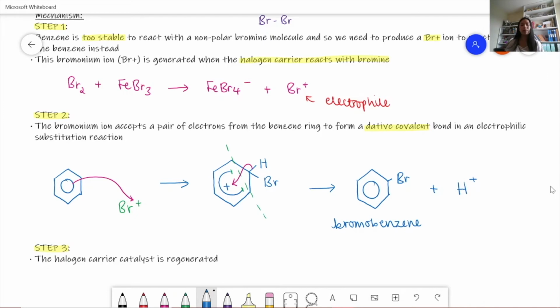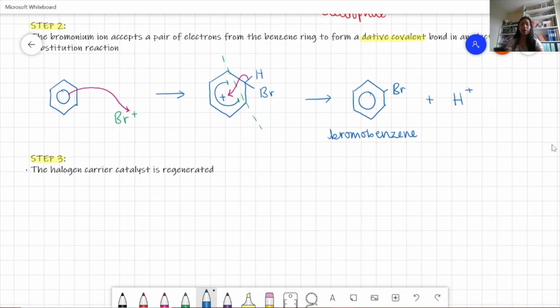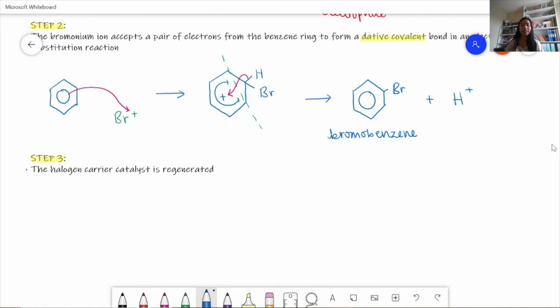So now we need to remember that it's an electrophilic substitution reaction. And why is because the attacking group is this Br+, which is an electrophile, and we are substituting the hydrogen for this bromine, and so it's a substitution reaction. For step 3, we then have to remember that the halogen carrier is actually a catalyst, and so it doesn't get used up in the reaction, and so we have to regenerate it at the end.